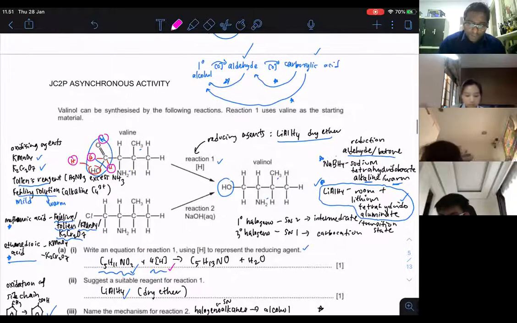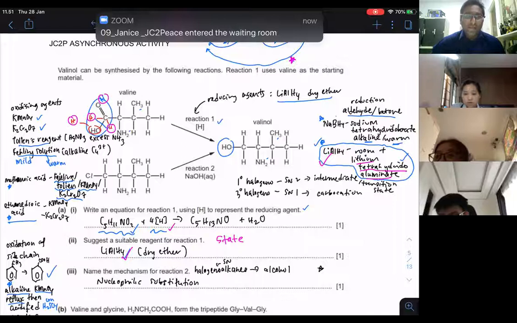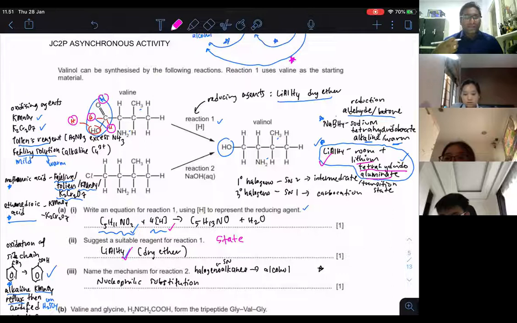So there's only one reagent that you can use, which is going to be a very strong one, LiAlH4. Here they say suggest, they didn't say state, so you can still write the short form. But if they say state, please remember lithium tetrahydroaluminate. Most of the time they say suggest, so generally it's still fine. But just take note if they say name.